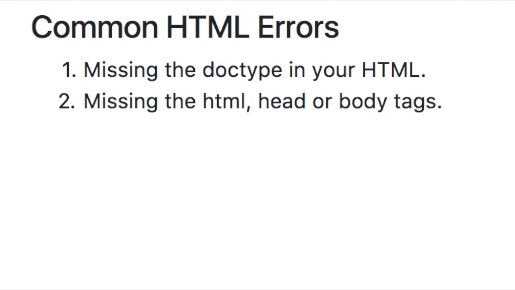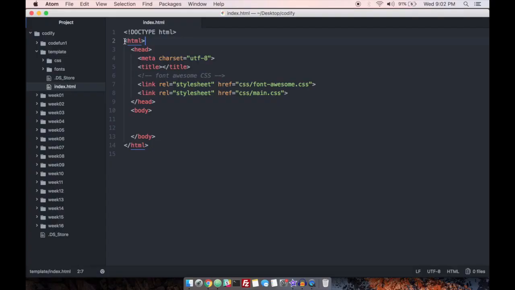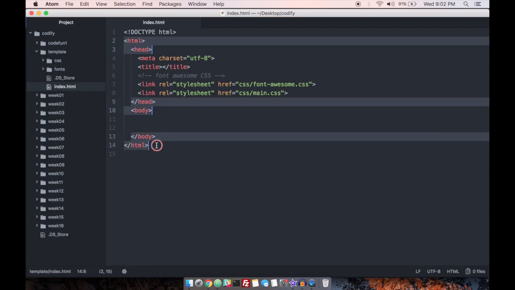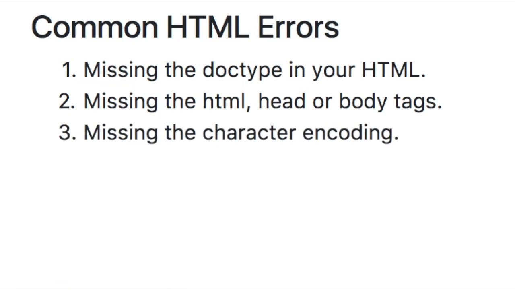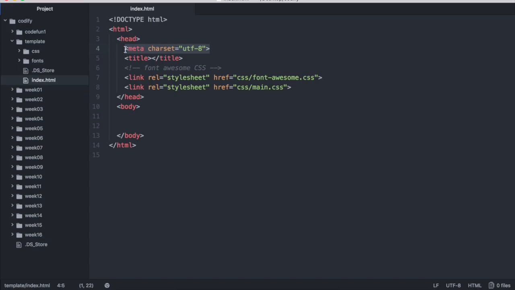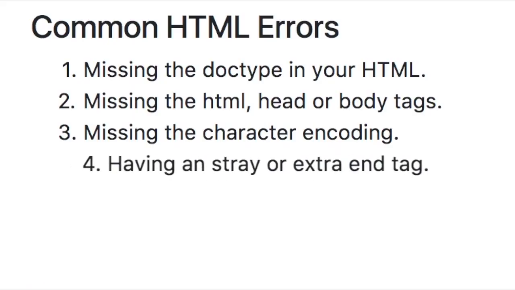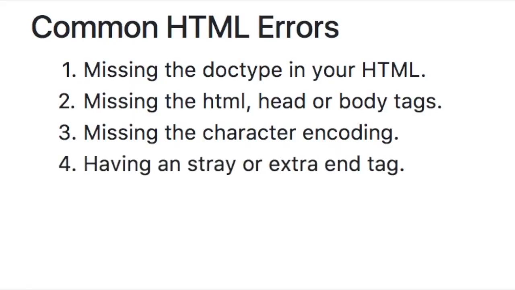Common error number 2, missing the HTML head or body tags in your document. And again, we have this in our template, so we don't need to worry about this. Common error number 3, missing the character encoding. Again, we have this in our template, so that's not an issue for us. While I was learning to code, I didn't really know about this thing called a template, so I made these 3 mistakes a bunch.